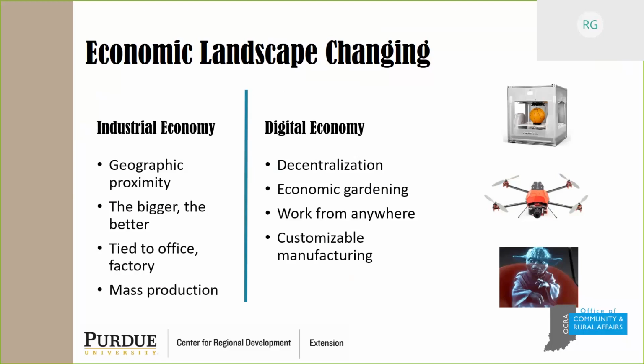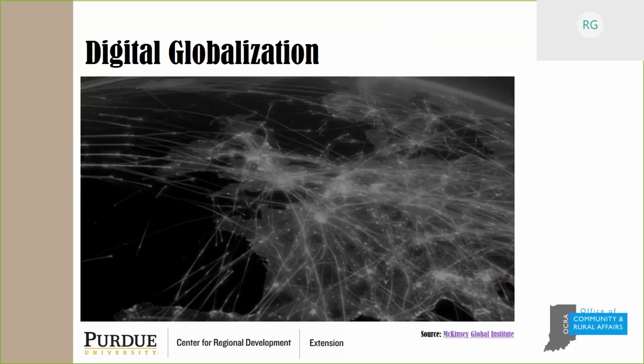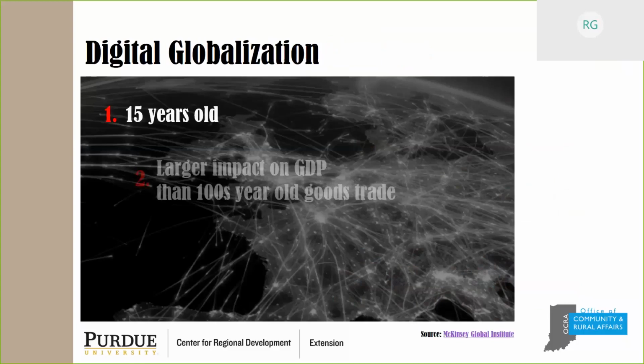So an example of decentralization is, let me back up. The culprit of all this, it's called digital globalization, which in reality is a teenager. It's 15 years old, but yet it has a larger impact on GDP than centuries-old goods trade. So this is changing, again, the landscape.